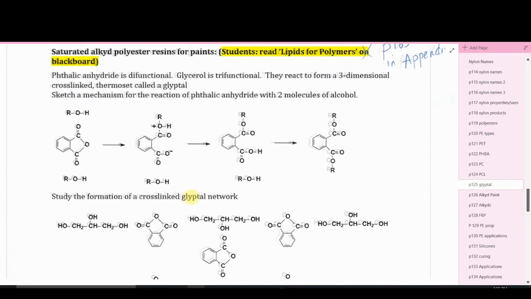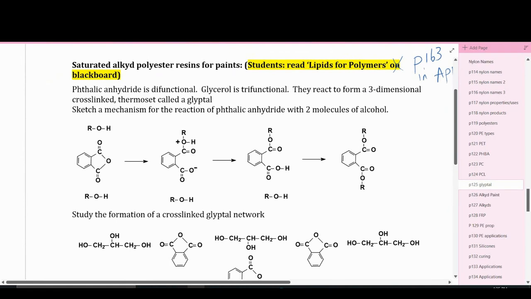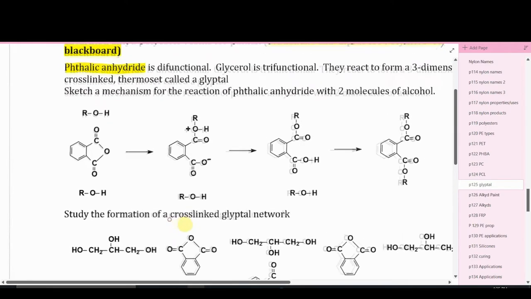This is how we use these to make paints. So phthalic anhydride, right here, phthalic anhydride is difunctional. And we're going to react it with glycerol, which is trifunctional, and they react to form a three-dimensional cross-linked thermoset called a glyptal. So let's just look at the mechanism.